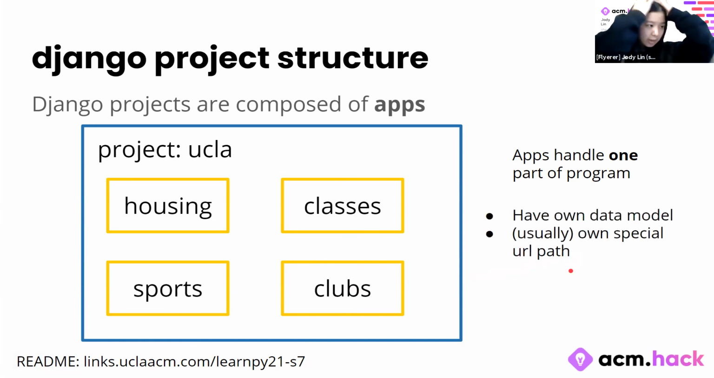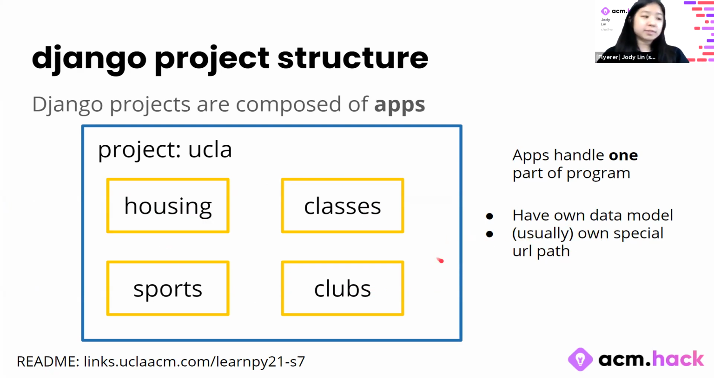And the reason why I keep saying that these are also going to be isolated is that each app itself not only holds one overall functionality, but it's probably going to have its own data model, right? Housing will probably have data about the dorms and stuff. Like I said, clubs will be the roster, and those data models will also be separate, so they won't really interact with each other. And then I write "usually" here because this is true.